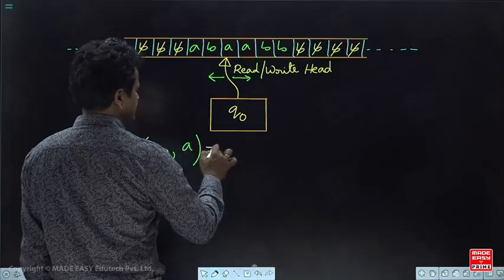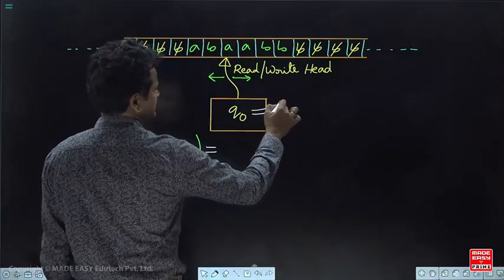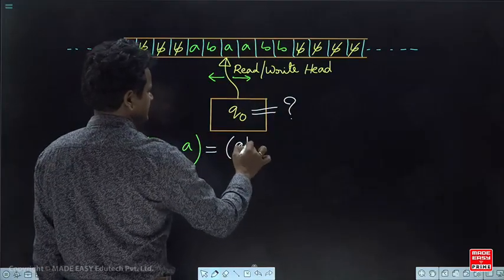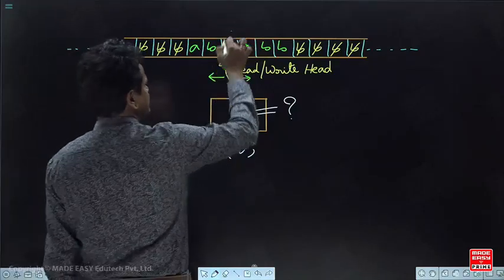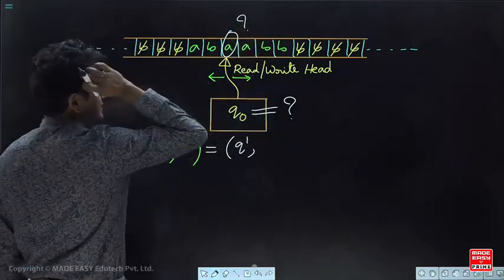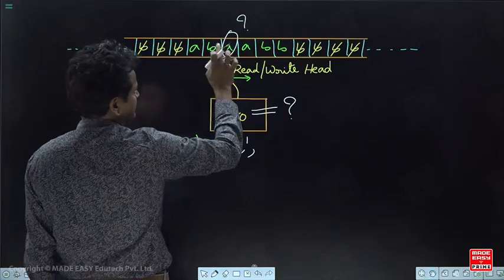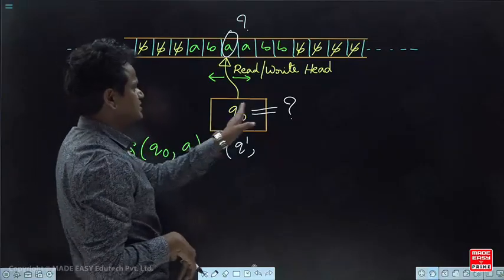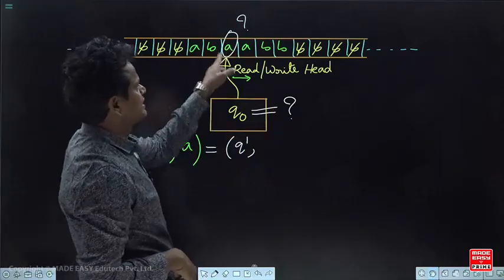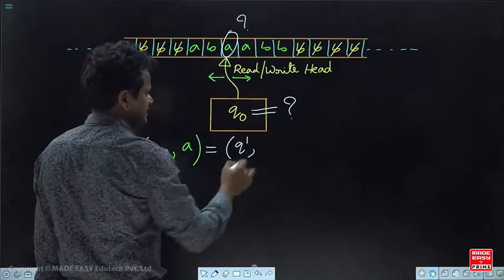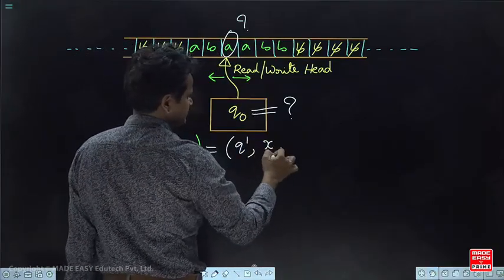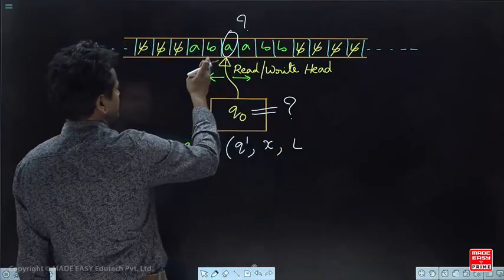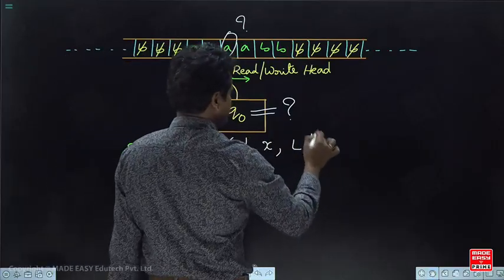After completion of this transition, what is the next state? Maybe the same, maybe different. And what symbol is the present symbol to be replaced with? If I write A, it will be A only. If I write X, A will be replaced by X. And the direction: if I write L, the head comes to here. If I write R, the head comes to this cell.